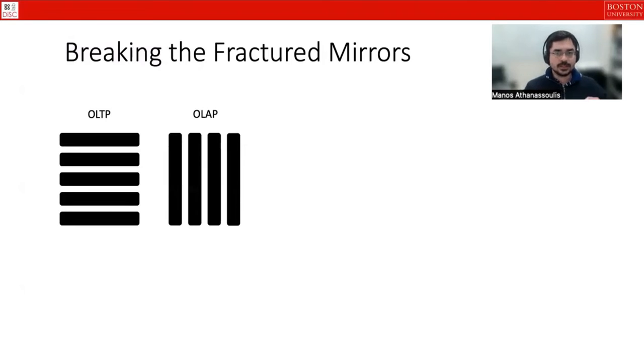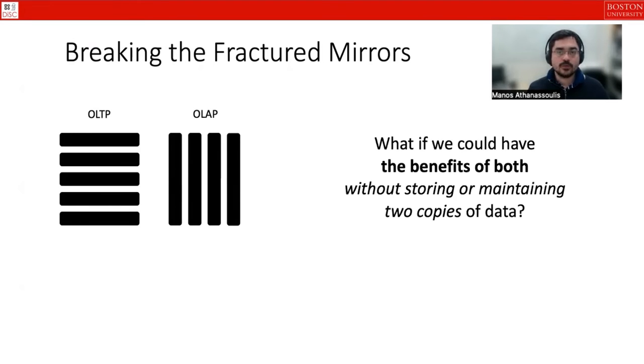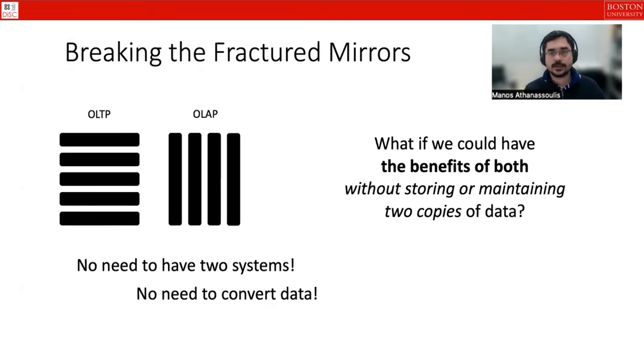In order to bridge the traditional schism between OLTP and OLAP, recent research has proposed a number of variations of the fractured mirrors approach, where two versions of the data are needed. What if we could actually have the benefits of both without the need to store and maintain two copies of data? There would be no need to have two systems and no need to convert any data.